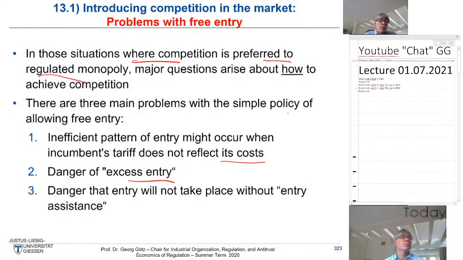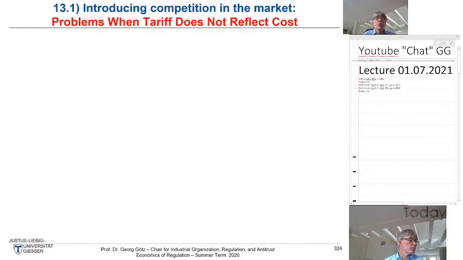And what is probably the more important problem in most network industries is that you do not get entry even if you want to have entry. Then the question is, how do you assist entry, and how do you get entry really to happen? Okay, and we now look step by step into these problems.